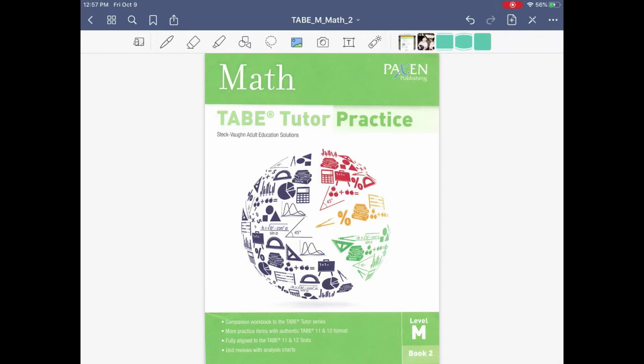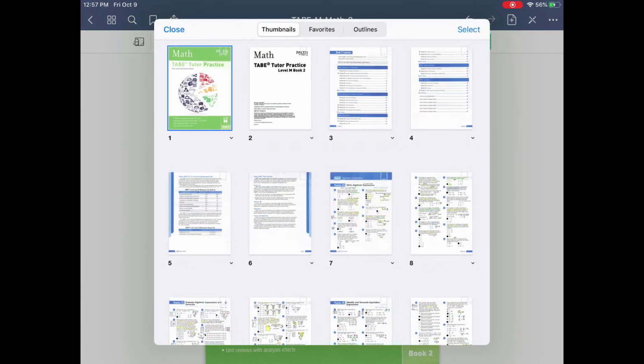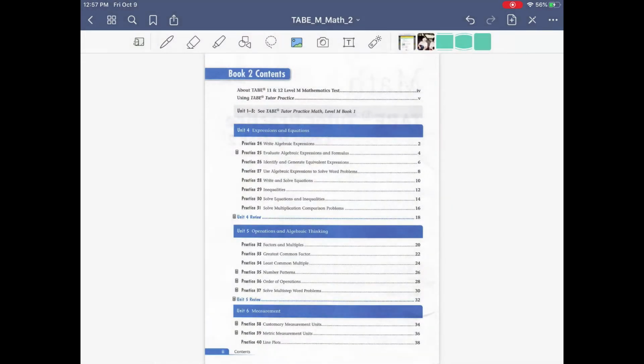In this video, we are going to use algebraic expressions to solve word problems. So it is very important that you watch the instructional video first before you attempt to do this lesson. This is exercise or practice 27, and it starts on page 8.